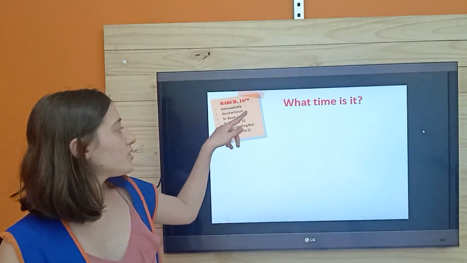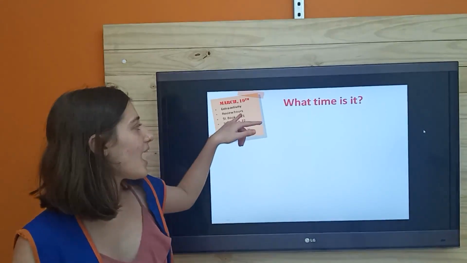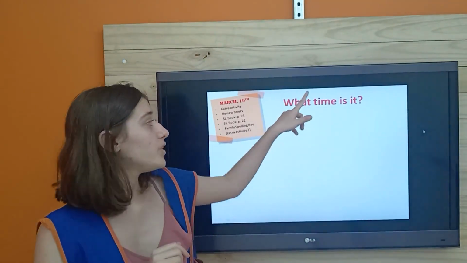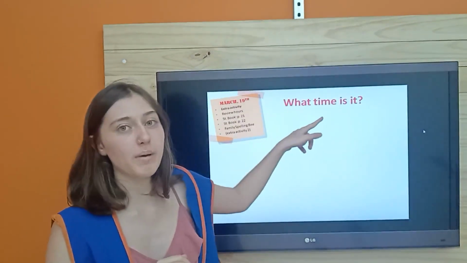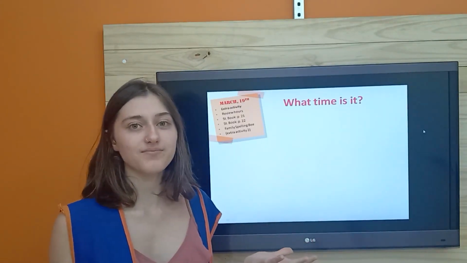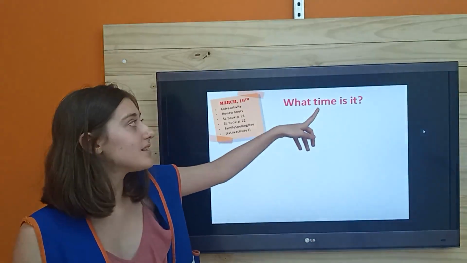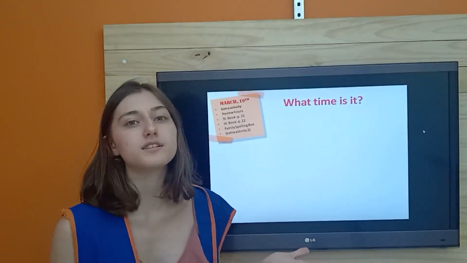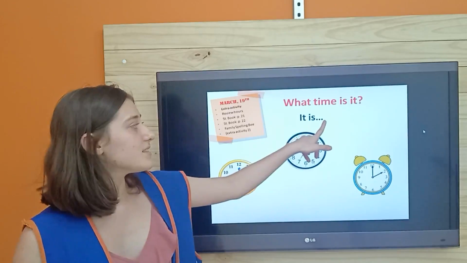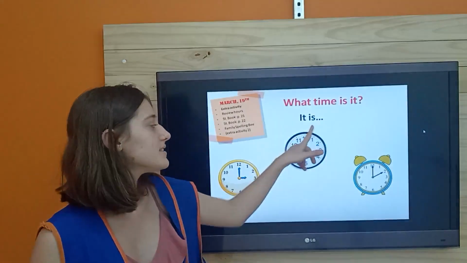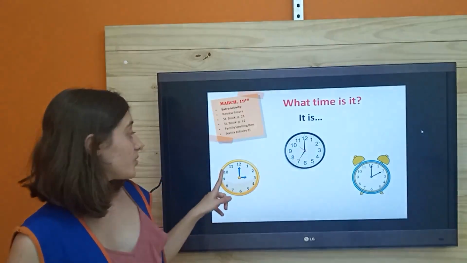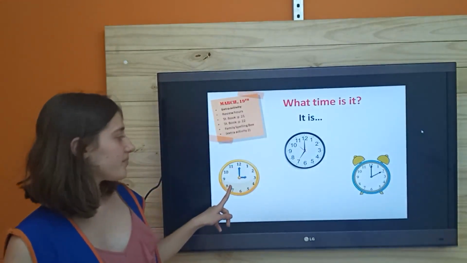So next, we are going to talk about the time, the hours. So when we want to know what the time is, we use this sentence, this question. Remember, what time is it? So repeat, what time is it? Okay, and how do we answer this question? What time is it? We always start with it is. So what time is it? It is, and then we have some clocks here. Remember the clocks? So you have to tell me, what time is it here?